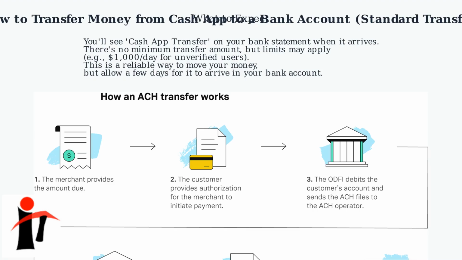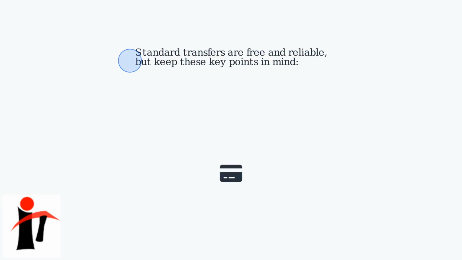Remember, there's no minimum transfer amount, but limits may apply depending on your account status, e.g., $1,000 a day for unverified users. This is a reliable way to move your money, but allow a few days for it to arrive in your bank account. Standard transfers are free and reliable, but keep these key points in mind.